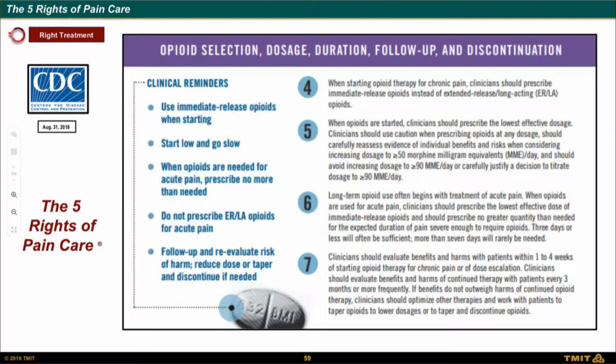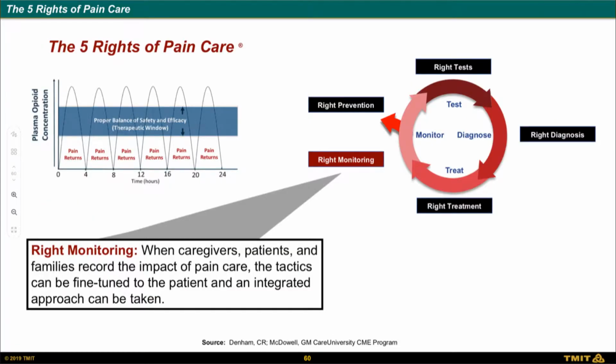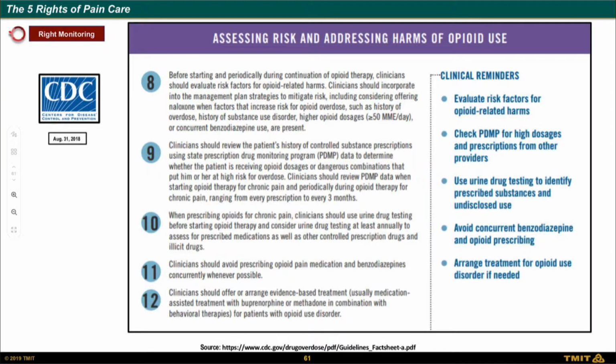And again, recognizing that we do not prescribe extended release or long-acting opioids for acute pain. So follow your patients, reevaluate them for risk or harm, reduce the dose or taper or discontinue as needed. And this takes us back to our right monitoring. So again, by monitoring the patients, we can fine-tune our tactics based upon the patient and move forward with our integrated approach.